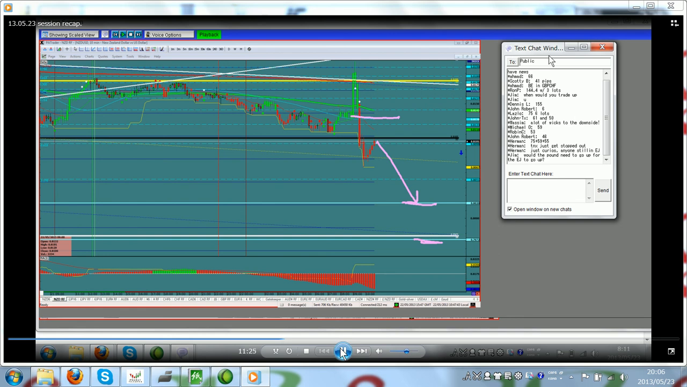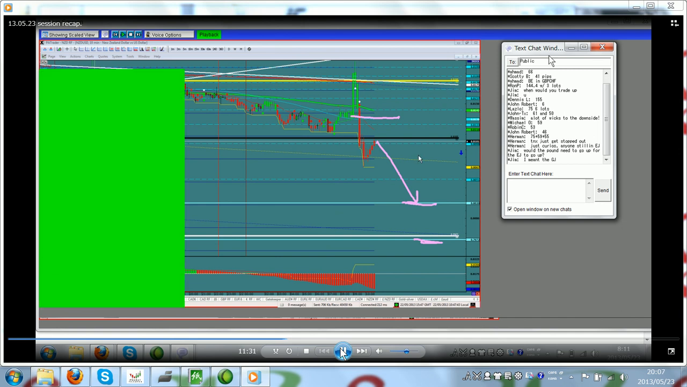No, the dollar needs to go down. That's all that needs to happen. The dollar needs to go down because euro is the base currency. So the euro goes opposite of the dollar.